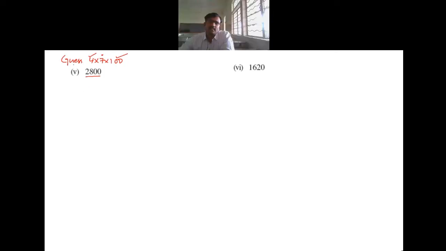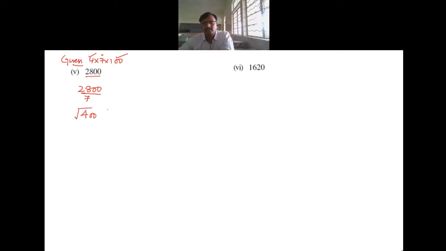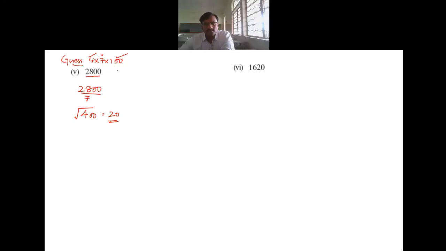You should not follow this. You have to follow prime factorization. At the end, 2800 should be divided by 7. What do we get? 400. And the root of 400 is 20. It's easy. Now this next one is difficult to guess. You will do it?